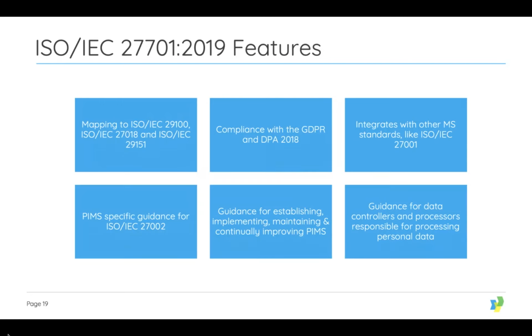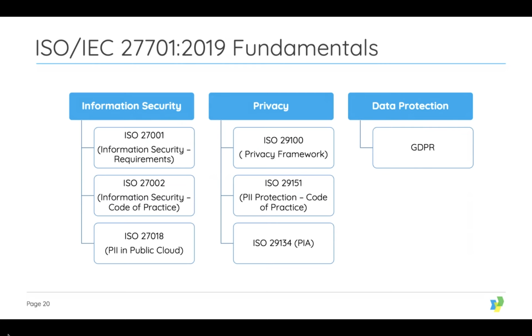So the 27701 maps to the 29100 standard, which was a framework initially. And of course, it also maps to the GDPR and the DPA 2018 controls. It also integrates to other standards like the 27001 and the 27002, which is the guidelines. And of course, it gives you guidelines for implementing, maintaining, and continuous improvement of your PIMS, which is the ISMS requirement or the framework itself, right? The PDCA cycle that we will discuss.